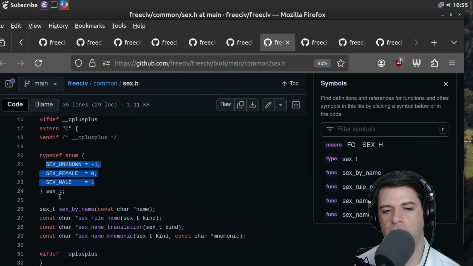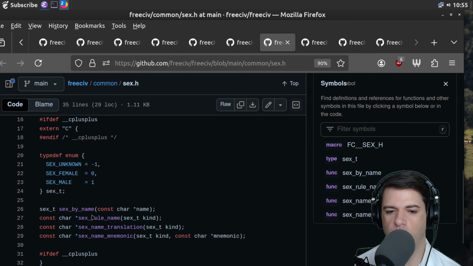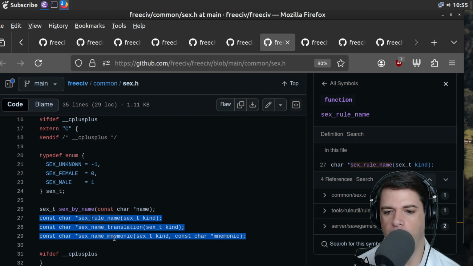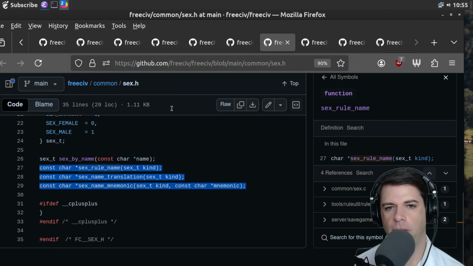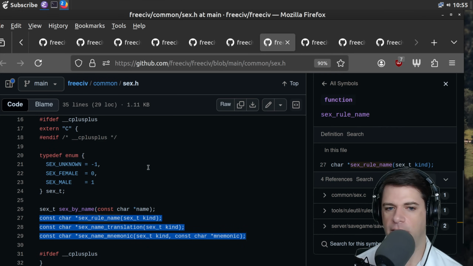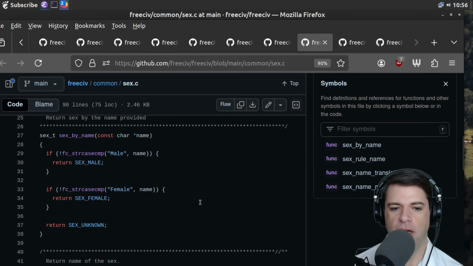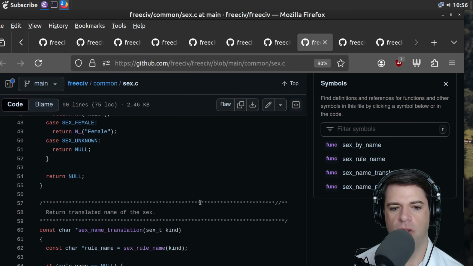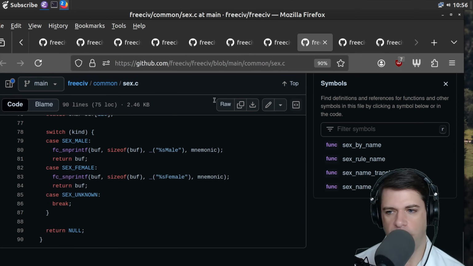Okay, so this is sex in the sense of demographics. I thought this was sex in the sense of reproduction. And we have a sex rule name, a name translation, and a mnemonic. I'm guessing that rule names, name translations, and mnemonics exist for every type. This really feels just like a type definition. I don't know if there's anything interesting in the implementation. These just seem like setters and getters sort of stuff.